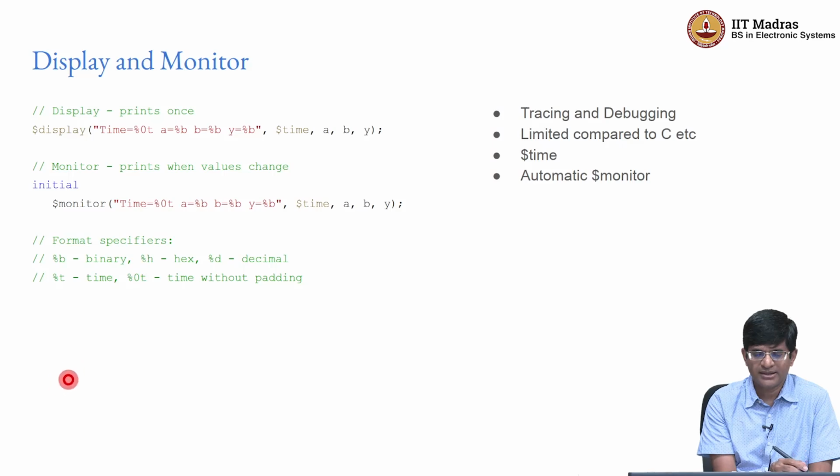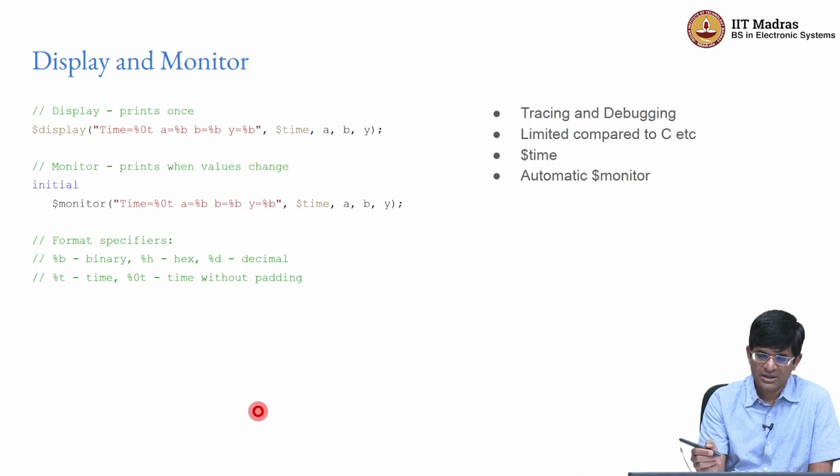The interesting thing out here is that this can be used for printing certain values and monitoring the results. What the $monitor does is, once you have declared it, any change in A, B or Y at any point in time later will trigger this $monitor once again. You don't need to explicitly put display statements everywhere that you make a change. So it's good for debugging in the sense that any time a signal changes, it immediately prints it out for you and shows you that something has changed.